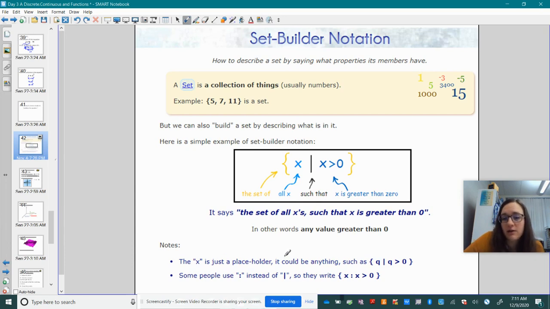So in other words, any value greater than 0, right? This is kind of the simplified form of it, right? Any number greater than 0. Oop, I did not erase it. So it's just a placeholder there. You can also have a colon instead of the line.